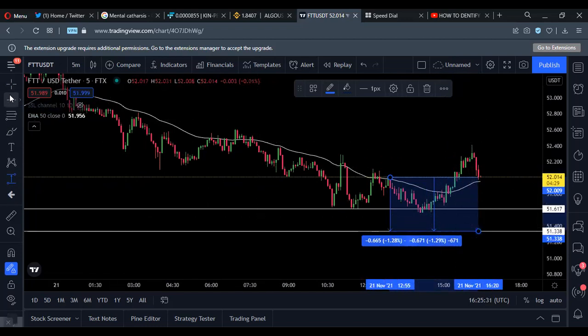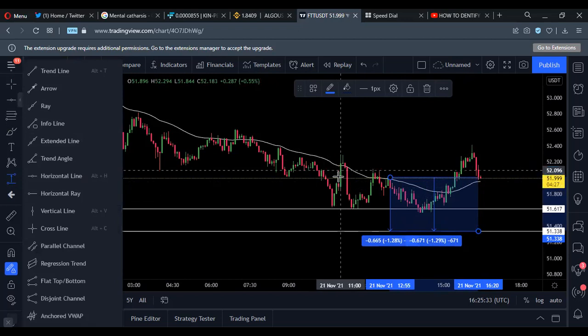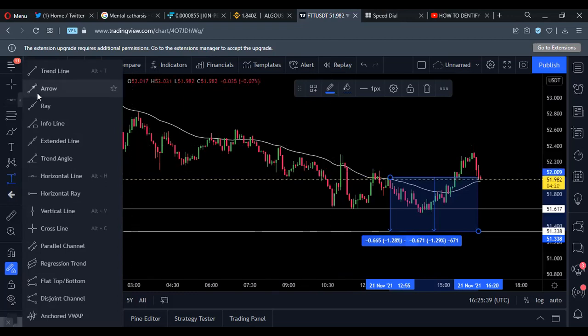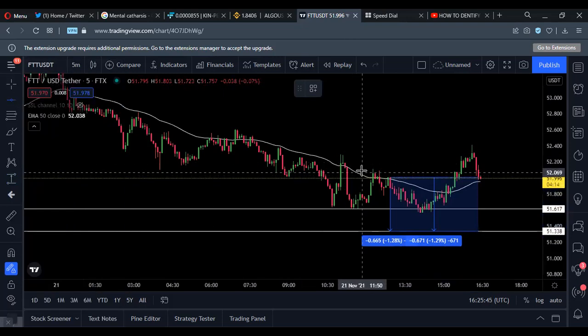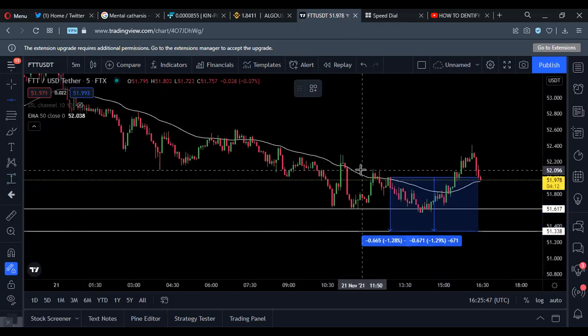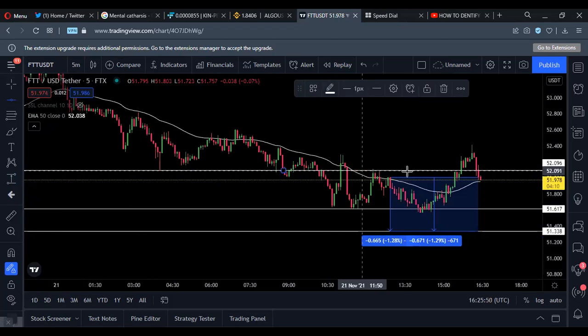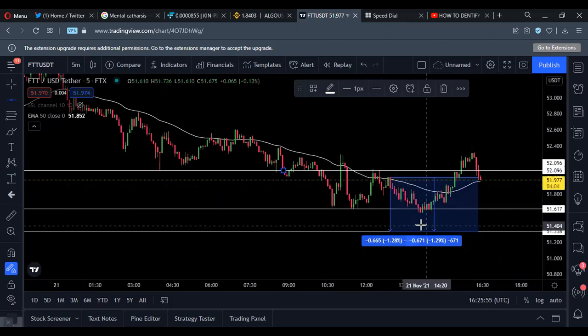Then you could decide to put your stop loss just a little bit above this, that should give us something like this. Put your stop loss just a little bit above the next swing high, that's here. So put your stop loss at 52.096, and then we have your take profit at 51.617 and then 51.338.